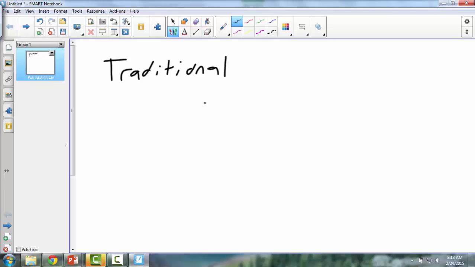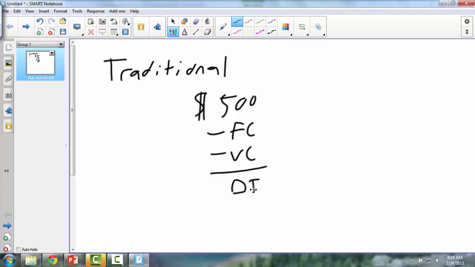So here we go. Let's say we have our $500 monthly income. All right? This is what people who do not have a part-time job, this is the number they're using. So you make $500 a month. Not bad, hooray. So you subtract out your fixed cost, you subtract out your variable cost, and you are left with your discretionary income, which we are calling savings. All right, cool.